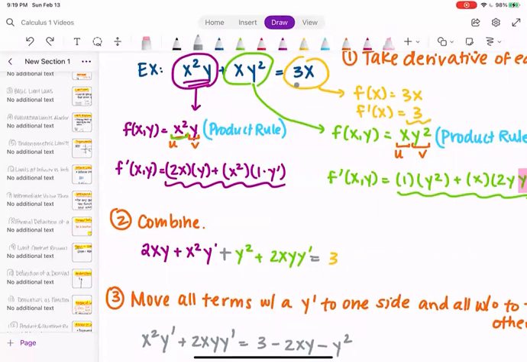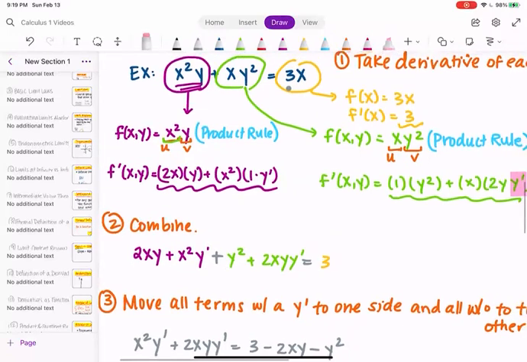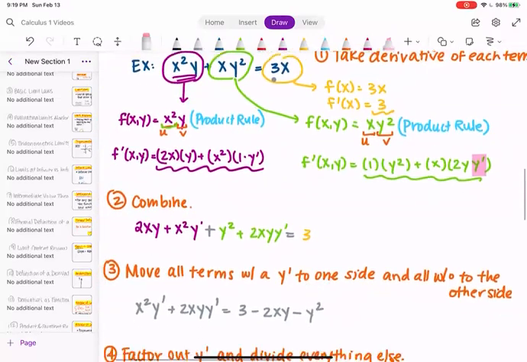So we have the derivative of that first term plus the derivative of that second term equals the derivative of that third term. And that looks great, excellent. But that's not what derivatives look like. Derivatives are y prime equals something. So how do we get it equal to y prime equals something?